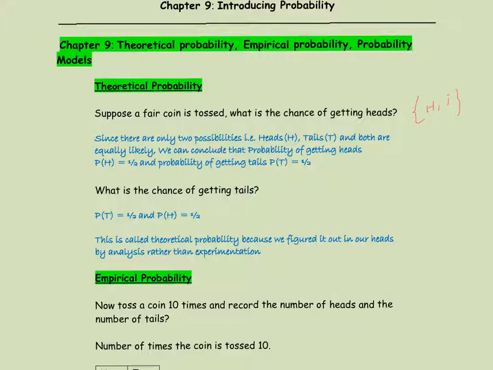Now, if I say what is the probability of heads, you would say 1/2 or 50%, because there are exactly two possibilities. Both are equally likely. So if both are equally likely, then the probability of getting one of them would be 1 out of 2, which is equal to 0.5 or 50%. So we figured out the probabilities without actually doing any experiment. So that is called theoretical probability.